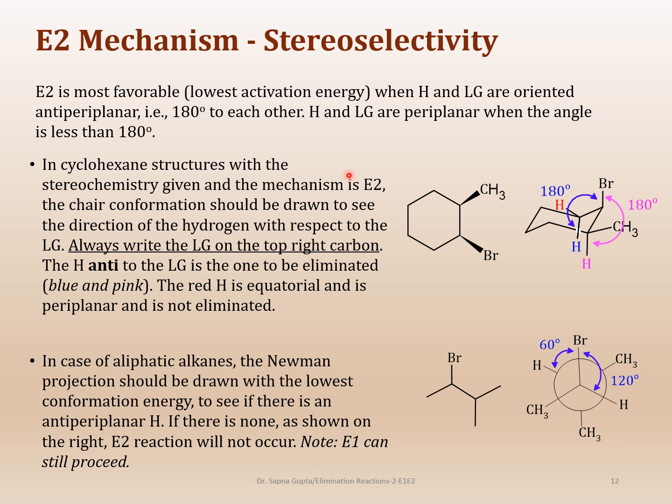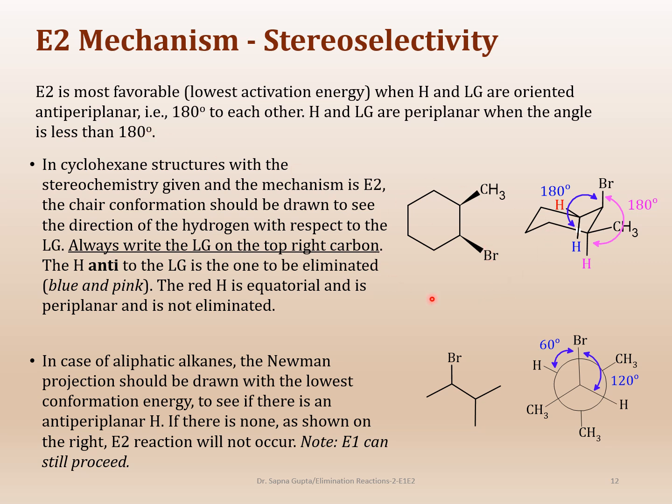Syn-periplanar or coplanar is when the angle is less than 180. So if they're on the same side or on similar sides, that reaction is not going to happen, which means E2 is not going to happen. So we need a very specific kind of substrate which will lead to elimination, because if you don't have the anti-periplanar hydrogen and leaving group, then the reaction is not going to happen.